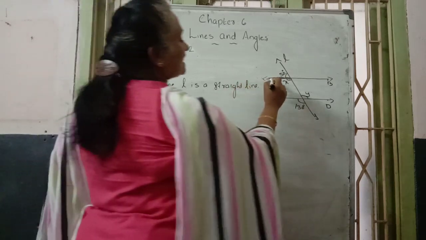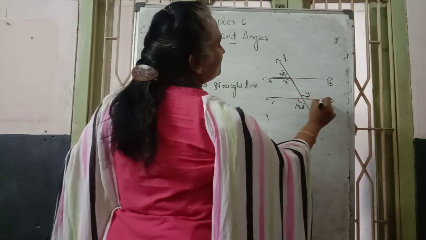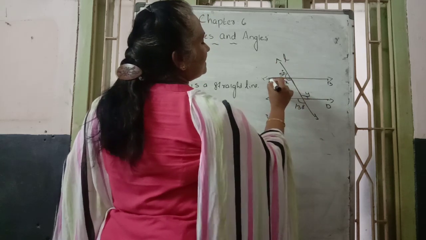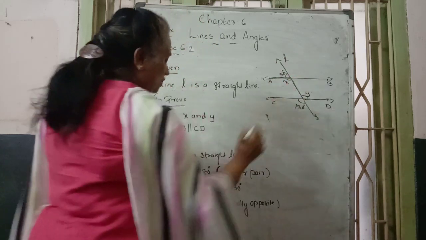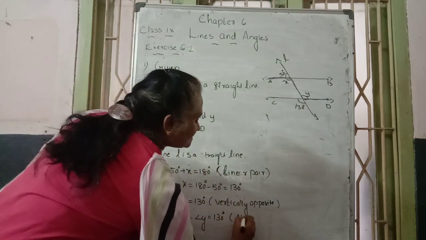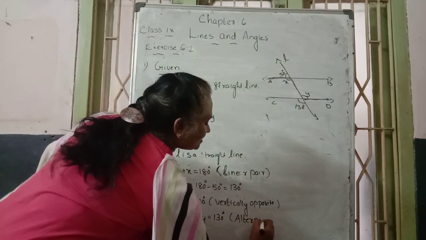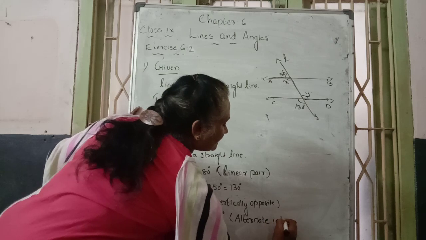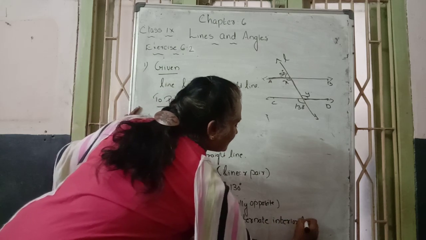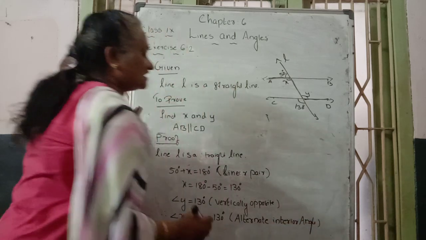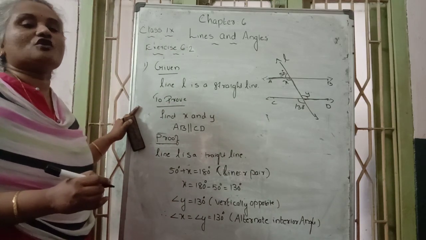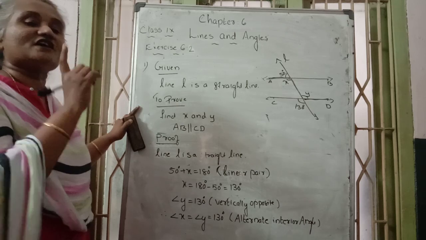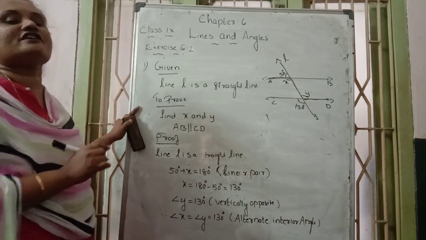Why are angle x and angle y equal? Because L is a straight line, a transversal line, and when it cuts, they make alternate interior angles, a Z shape. That is the reason x and y are equal. Both measurements are 130 degrees. Why are they equal? They are alternate angles.